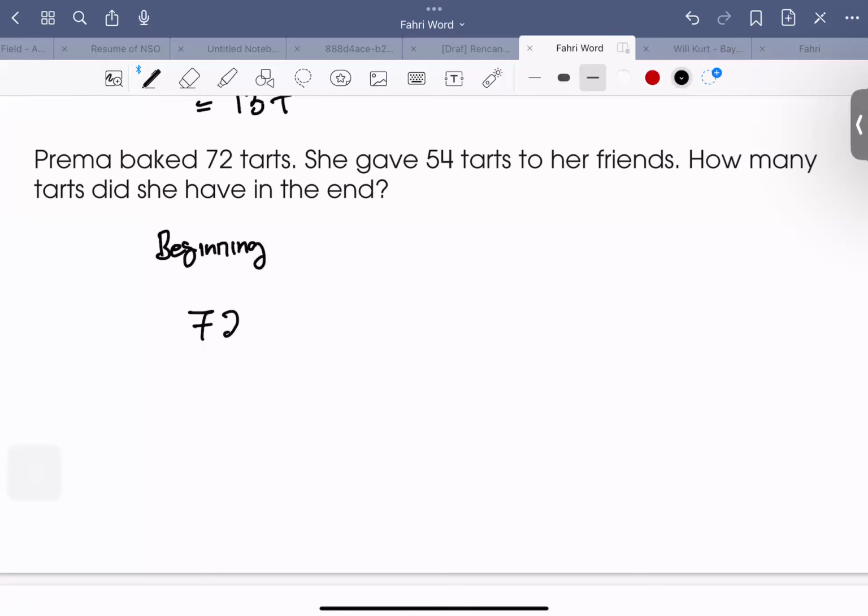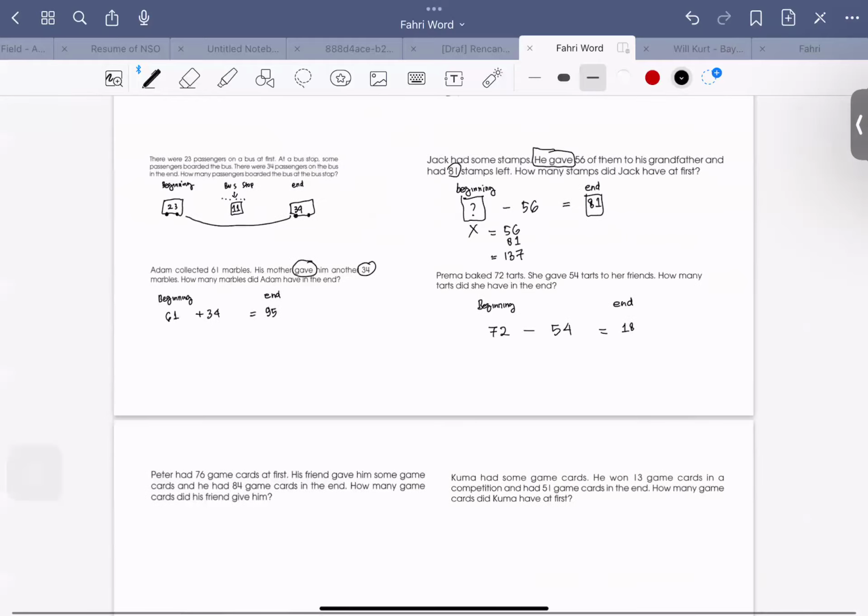So in the beginning, Prema baked 72 tarts. Then she gave, meaning we need to reduce 72 tarts by 54 tarts because she gave them to her friends. That's why in the end, Prema still has 72 minus 54 equals 18. Yeah, 18.